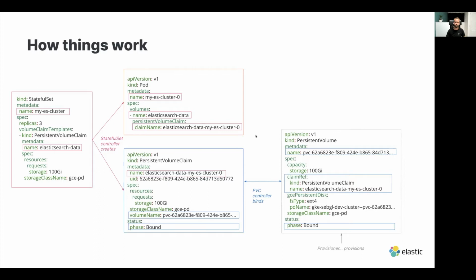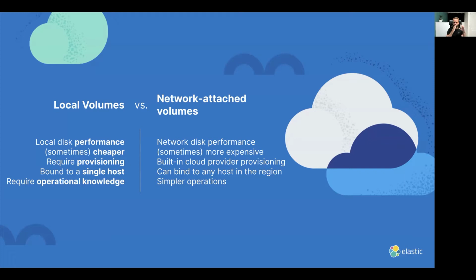I usually like to separate two categories of volumes. The first one, which is local volumes, which is really what this whole presentation is about, versus the second one, which I like to call network attached volumes. And usually, if you try out persistent volumes in a cloud provider, or you try out StatefulSets with those volumes, you'll get the default type of volume, which is pretty often a network attached volume. There are a lot of different implementations of those, and that's what you get by default, depending on your Kubernetes provider.